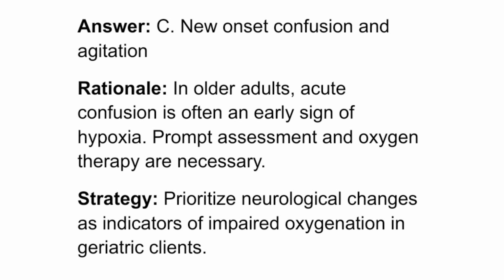Rationale: in older adults, acute confusion is often an early sign of hypoxia. Prompt assessment and oxygen therapy are necessary. Strategy: prioritize neurological changes as indicators of impaired oxygenation in geriatric clients.